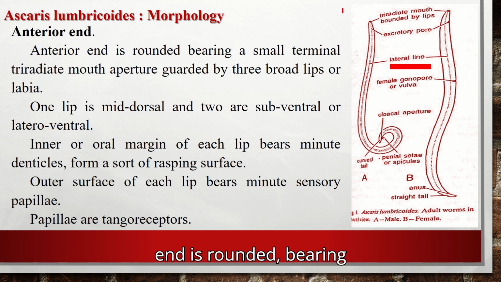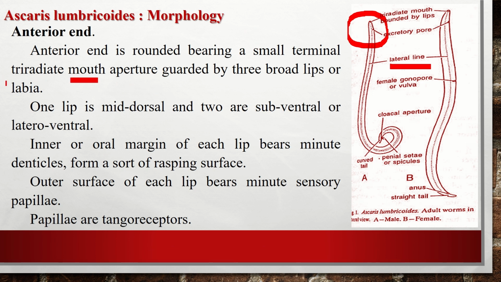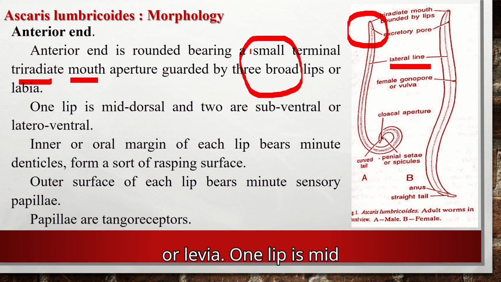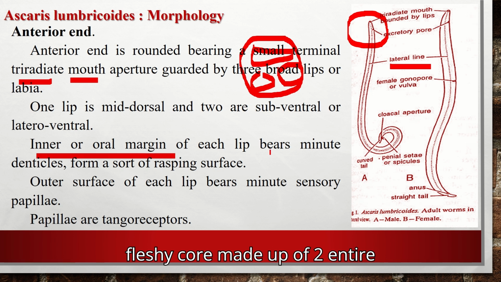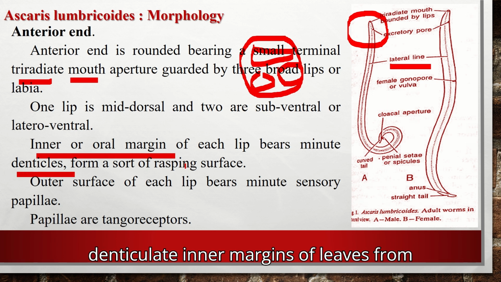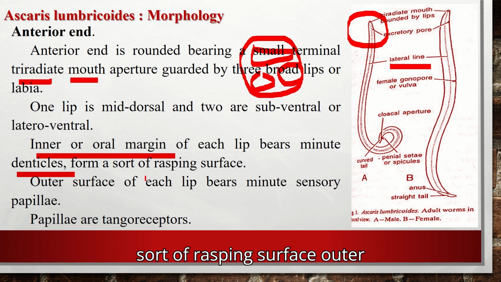The anterior end is rounded, bearing a small terminal triradiate mouth, guarded by three broad lips or labia. One lip is mid-dorsal and two are subventral or lateroventral. The inner or oral margin of each lip has a forked fleshy core made up of two anterior extensions of labial parenchyma and bears minute denticles. These denticulate inner margins of the lips form a sort of rasping surface.